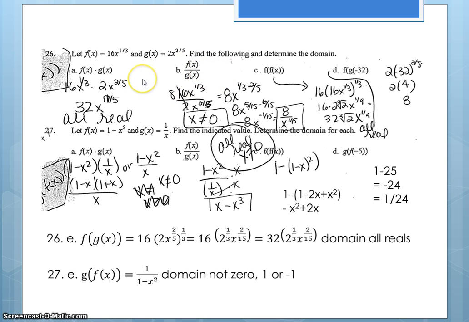So here are the last couple of problems. For 26, when you multiply them, you just write the first one. f of x is 16 times x to the 1/3, and g of x is 2 times x to the 2/5. So you multiply them together. The 16 and the 2 give you 32. Here you have to add the exponents, so you're going to need 15ths in order to add them. You would have 5/15ths here and 6/15ths here. 5 plus 6 is 11/15ths.